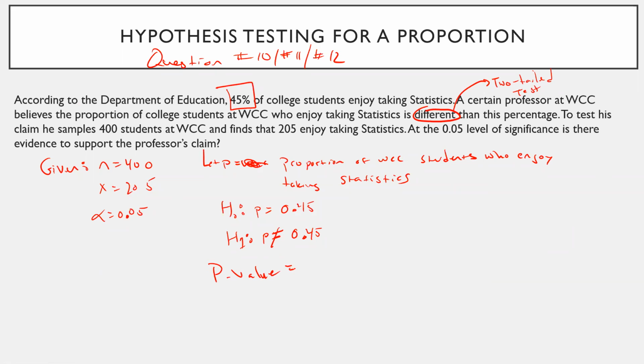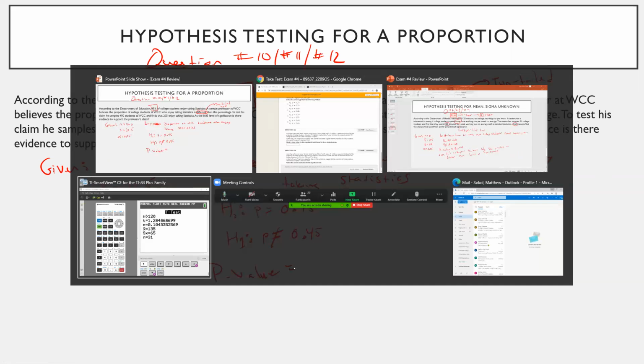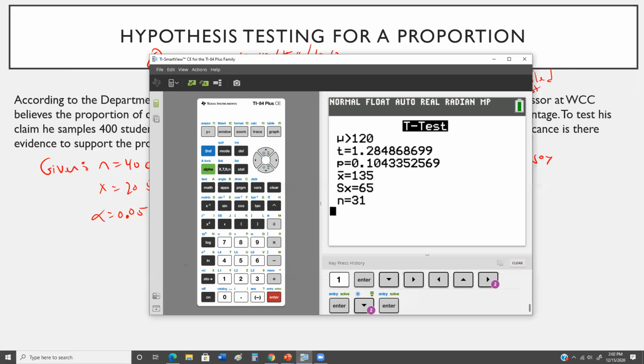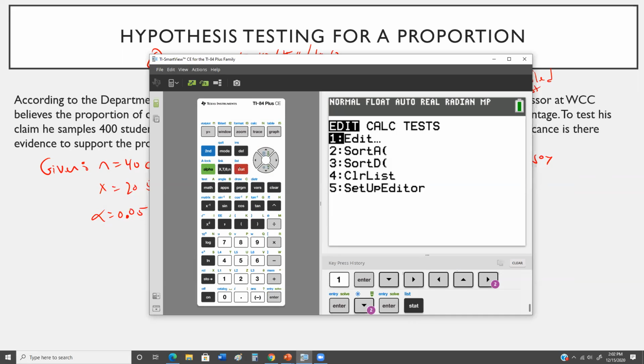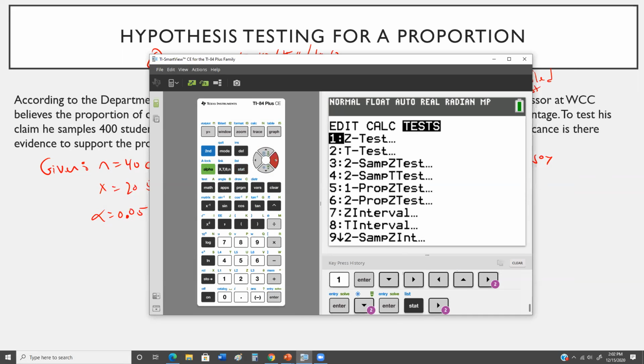So again, you're going to use your trusty calculator for this, okay? You're going to press the stat button. You're going to scroll over to test. And does anybody know which one this is? Yep, Pamela has it. Yep, Dolesky has it. Yep, it's option number 5. It's always 1-prop-z-int, okay?